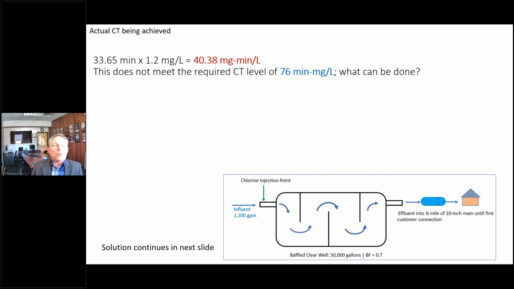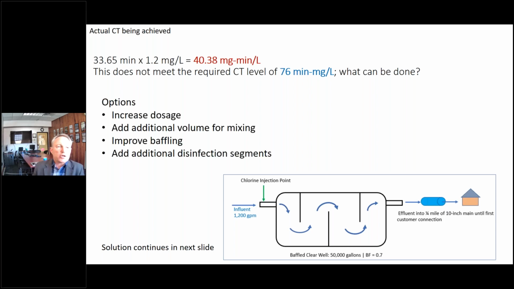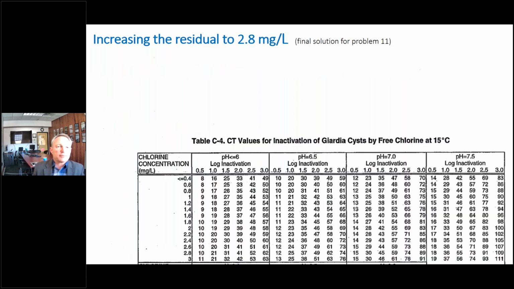So what could we do? Well, we have some different options. We could increase the dosage, add some additional volume, improve the baffling of our tank possibly, and possibly add additional disinfection segments. I'm not going to cover the disinfection segments, but there's a little information on that in your additional handouts. But I will show you the solution using an increased dosage, and then I'm going to stop for the day and show you the final slides, and we'll take some questions.